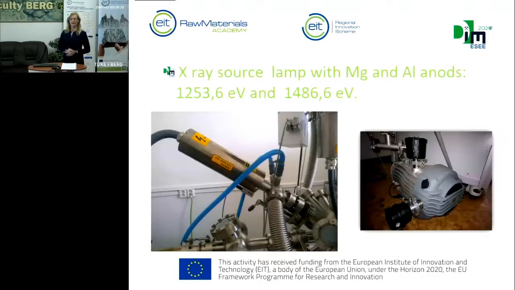Our device has a lamp with two anodes, magnesium and aluminium. These anodes have different energy. Then there are the pumps. The pumps are very important because they keep the ultra-high vacuum in the ambient of the device.